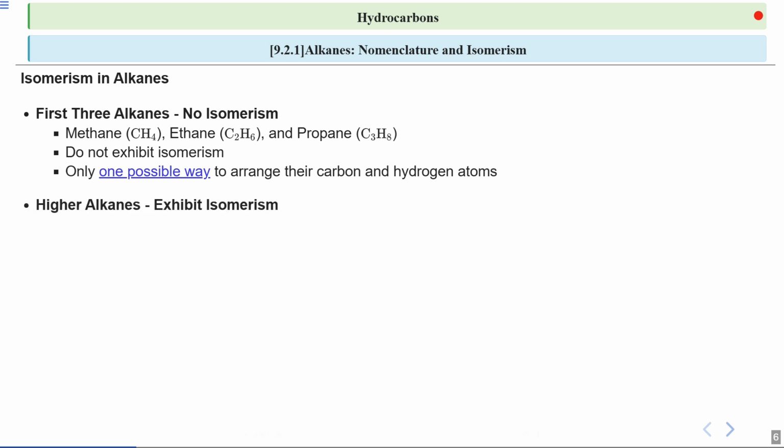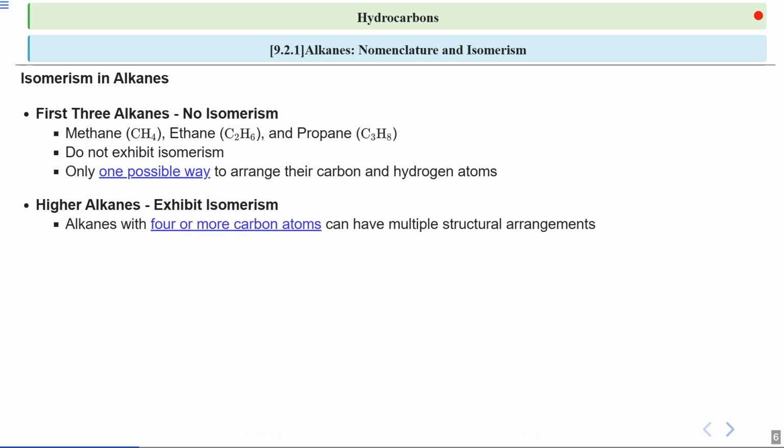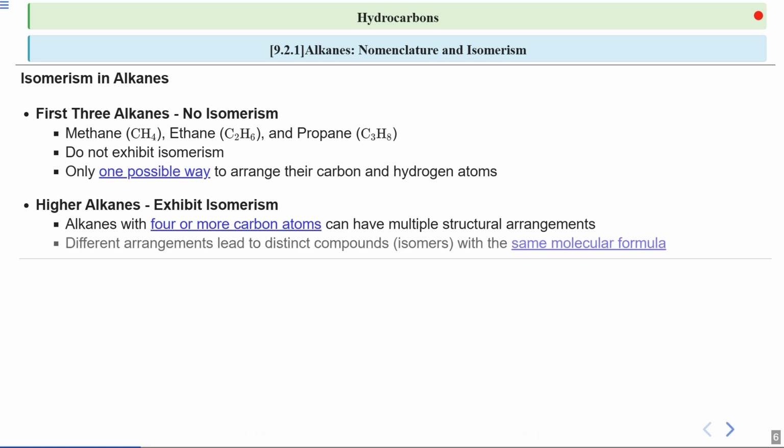Moving on, we see that higher alkanes, starting with those of 4 or more carbon atoms, can exhibit isomerism. This means they can have different structural arrangements. Alkanes with 4 or more carbons can have multiple structural arrangements. With these higher alkanes, the different structural arrangements can lead to distinct compounds known as isomers.